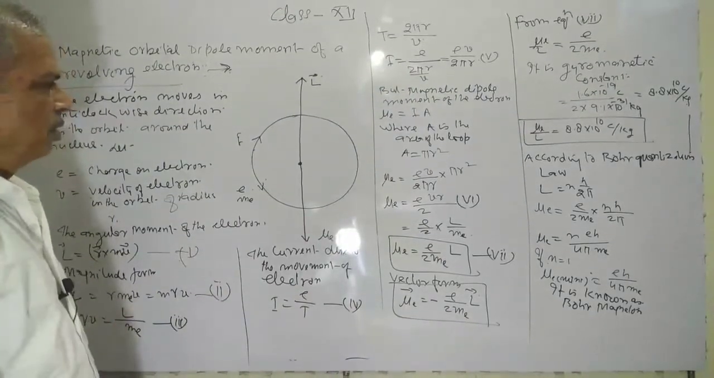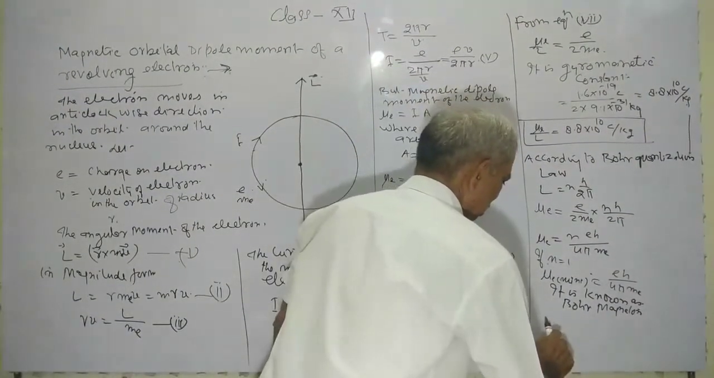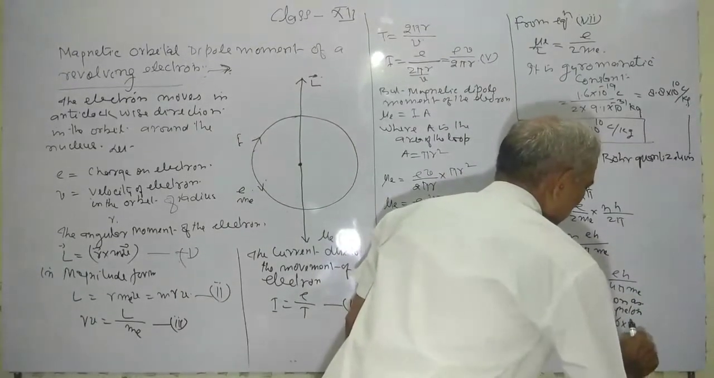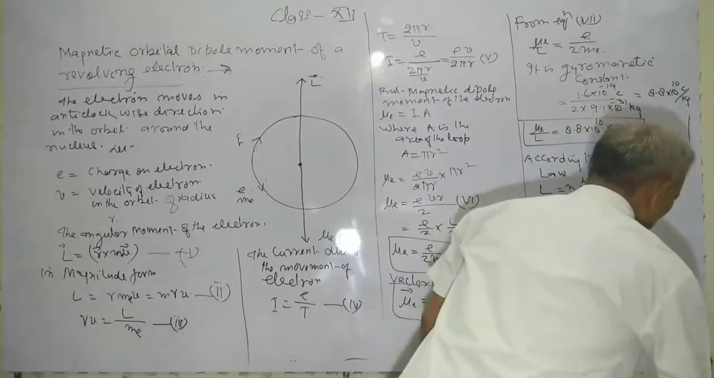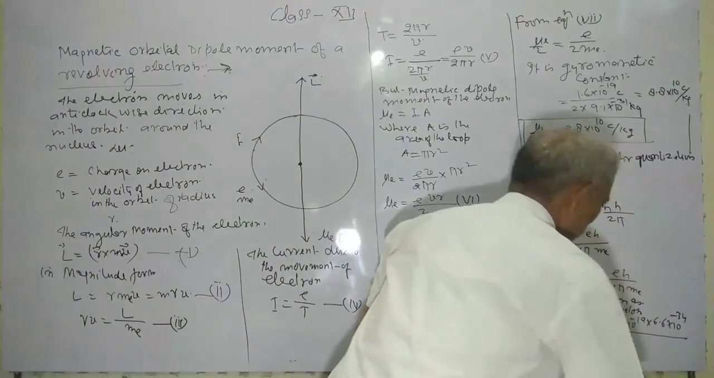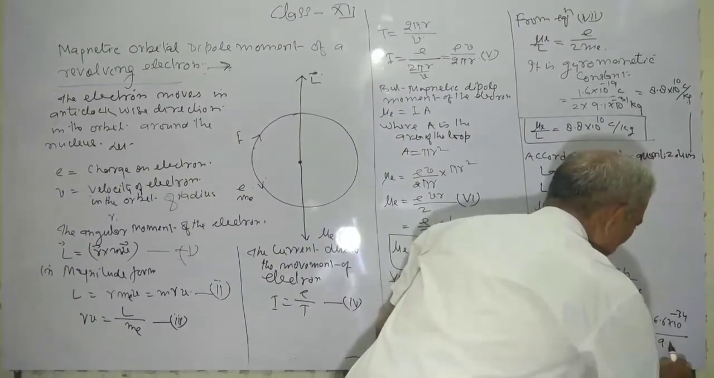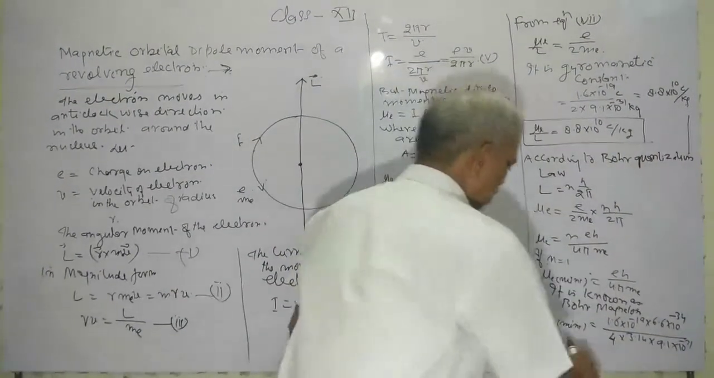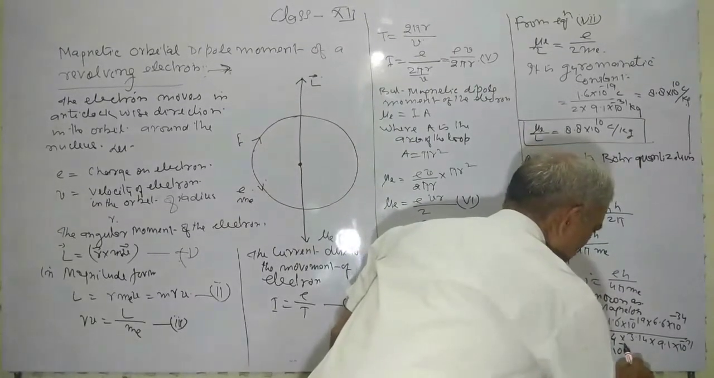And this is the unit of the orbital magnetic dipole moment. Value of it, the minimum, equal to 1.6 into 10 to the power minus 19 into 6.6 into 10 to the power minus 34 upon 4 into 3.14 into mass of the electron, 9.1 into 10 to the power minus 31. So this value comes 9.27 into 10 to the power minus 24.